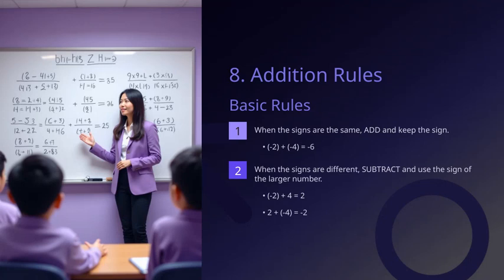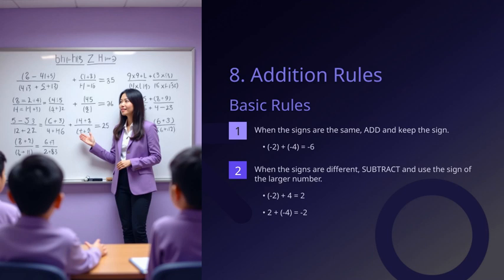Now let's talk about the addition rules, which are fundamental for working with integers. First, when the signs are the same, we simply add the numbers together and keep the same sign. For example, if we have -2 plus -4, the result is -6. It's straightforward. Add the numbers and keep the negative sign because both are negative.